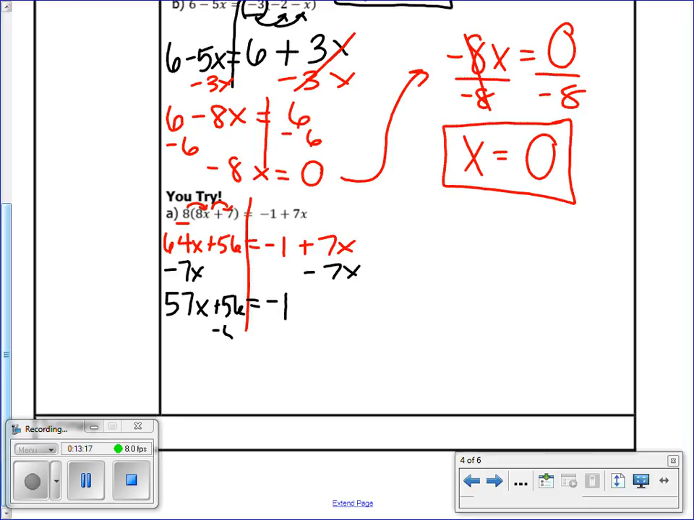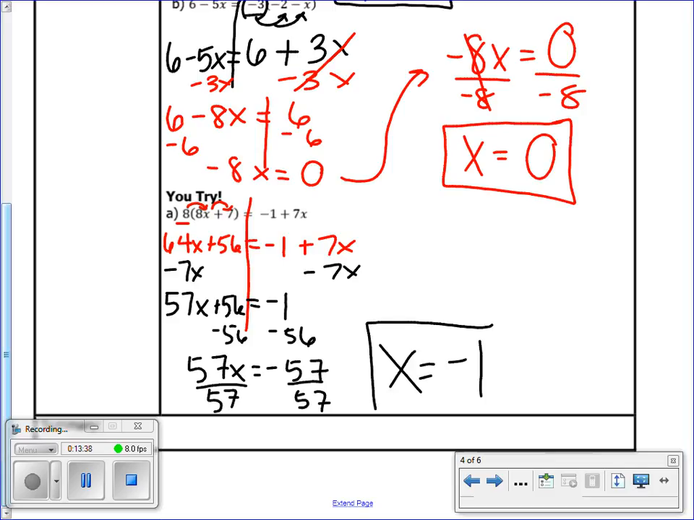Now, numbers on the right. So we have to subtract 56. Opposite sign, it was addition, so we subtract it. 57x equals -57. And now we divide each side by 57, the number in front of x. And when we do that, we end up getting x equals -1 as our final answer.